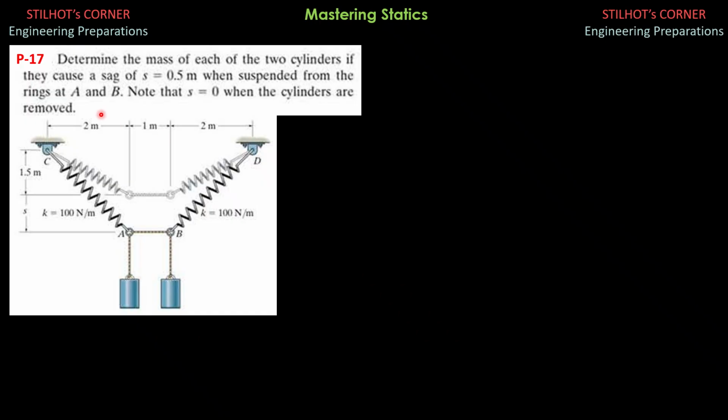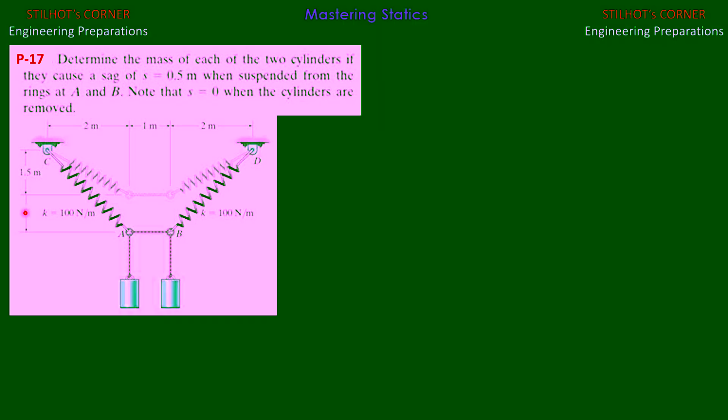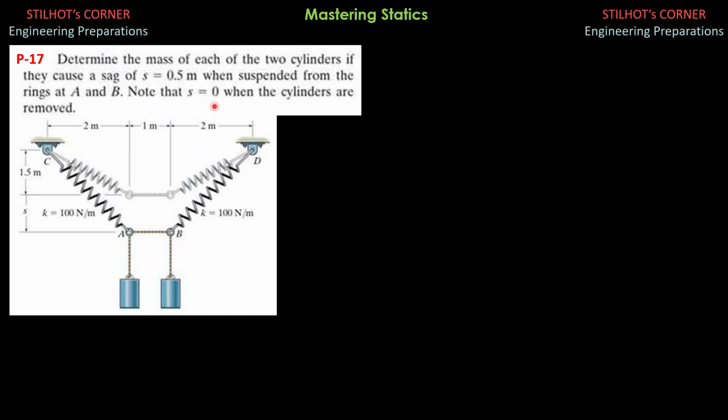Problem 17, determine the mass of each of the two cylinders if they cause a sag of S equals 0.5 meter when suspended from the rings A and B. Note that S is 0 when the cylinders are removed. So take note also that the system is symmetrical, so only one free body diagram is needed. Let us choose A. The FBD would look as shown. So that's tension AB. That force in the spring is tension, of course, because this is the unstretched length. The final length is greater than the original unstretched length.